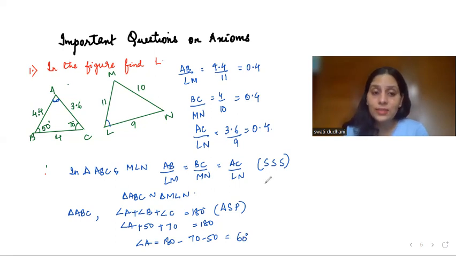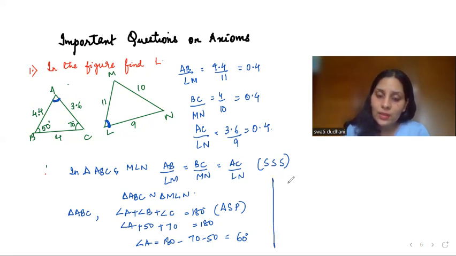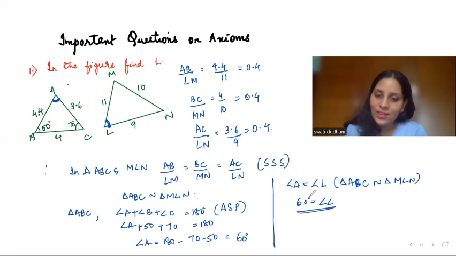Okay, why did we find this? Because I need to find angle L. Now, angle L is corresponding to angle A. Since the triangles are similar, angle A is equal to angle L because ABC is similar to MLN. All right, so since angle A is 60, angle L is equal to 60 degrees. I hope this is clear to you.